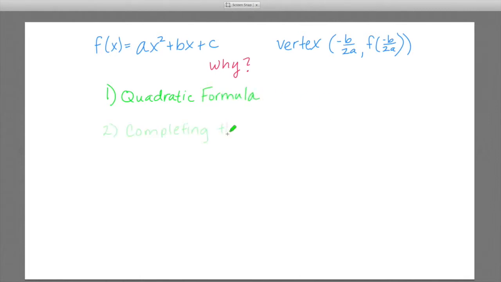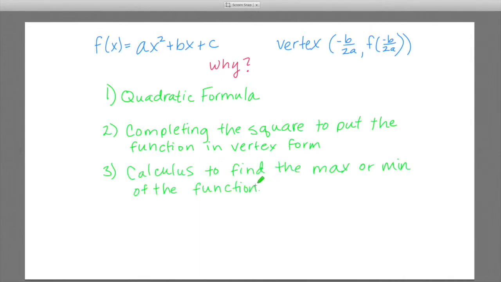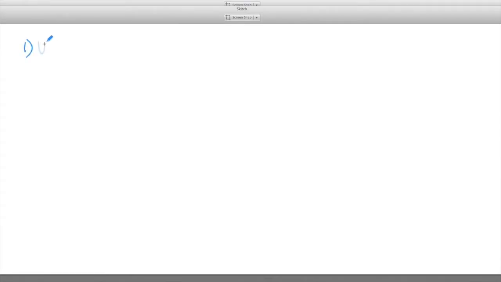Another way we can do that is to look at completing the square and put it in vertex form with just the general equation. And the last way, we can actually use calculus to look at where the slope is equal to 0, in other words, the maximum or minimum. So let's first look at using the quadratic formula.